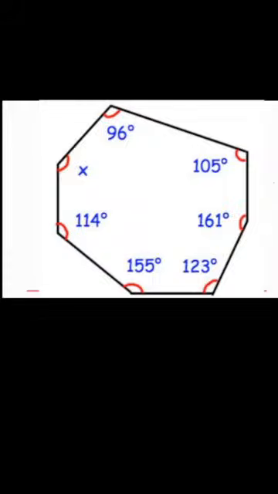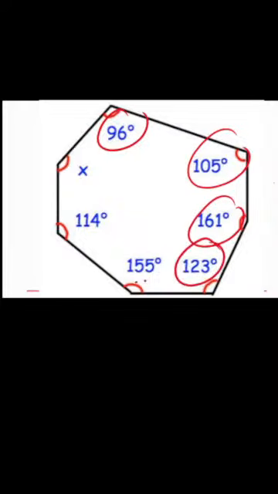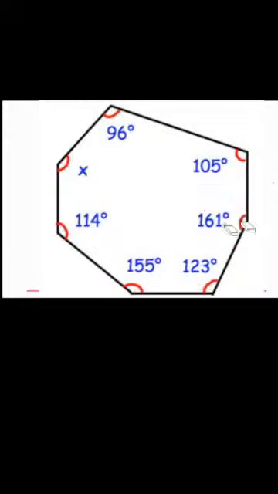Ravi 146, Siddharth 146. Alright, guys, let's see if 146 is correct. See how many angles are there, how many sides are there. This is 96, 105, 161, 123, 155, 114 and x. 7 angles are there, right? So this is a heptagon, right? So the sum of all the interior angles is going to be 900. Glosscap Blaze, you are right. Safana, you are correct. Ritesh 146. 146 is correct.